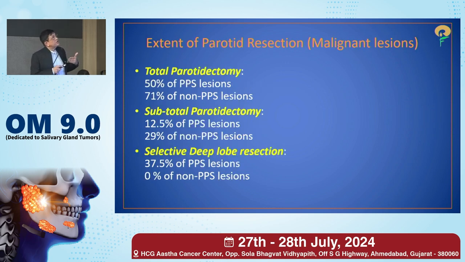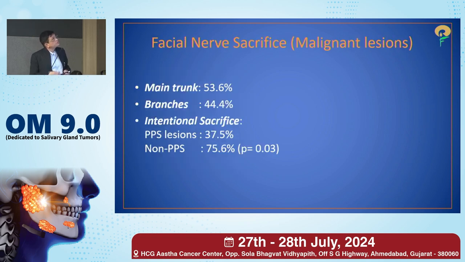And the extent of resection, total parotidectomy 50% of parapharyngeal space lesions, 71% of non-parapharyngeal space lesions. Subtotal parotidectomy 12.5% of PPS, 29%. So if you add up these two, between total and subtotal, that's all patients of non-PPS cases are treated by either total or subtotal. Selective deep lobe resection was in 37.5% of parapharyngeal space lesions. So this is approximately the incidence numbers of what you do in what situation.